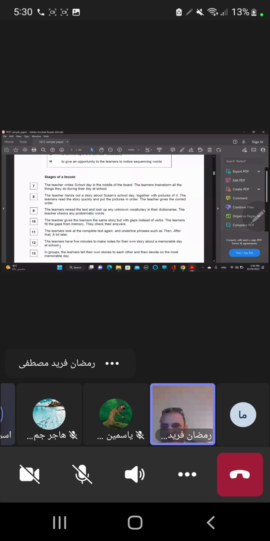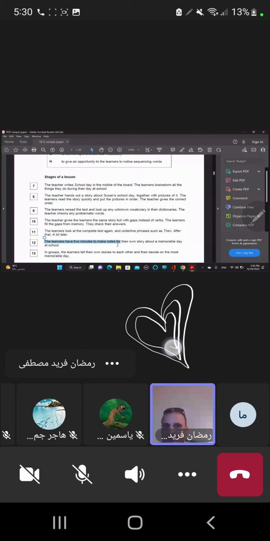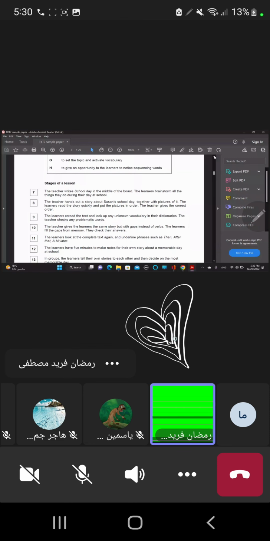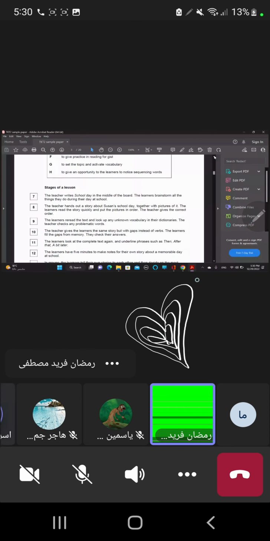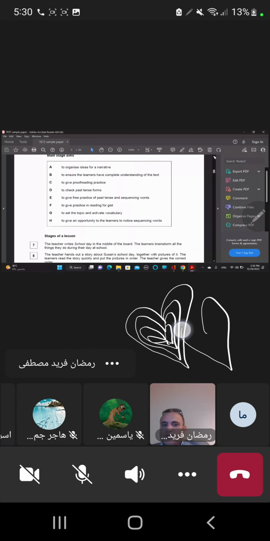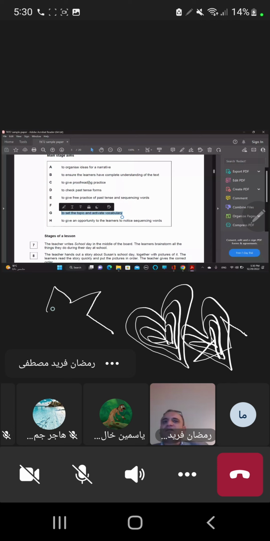I think it will be letter G. Just one minute, is there anything here about past tense and sequencing words? It's memory. There's nothing. So 12 again. Which one is correct? G, to set the topic and activate. We took G already, okay.